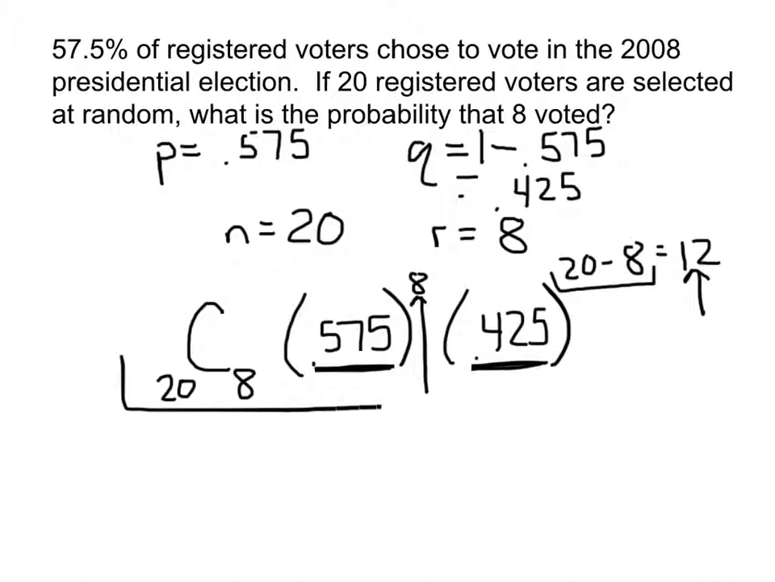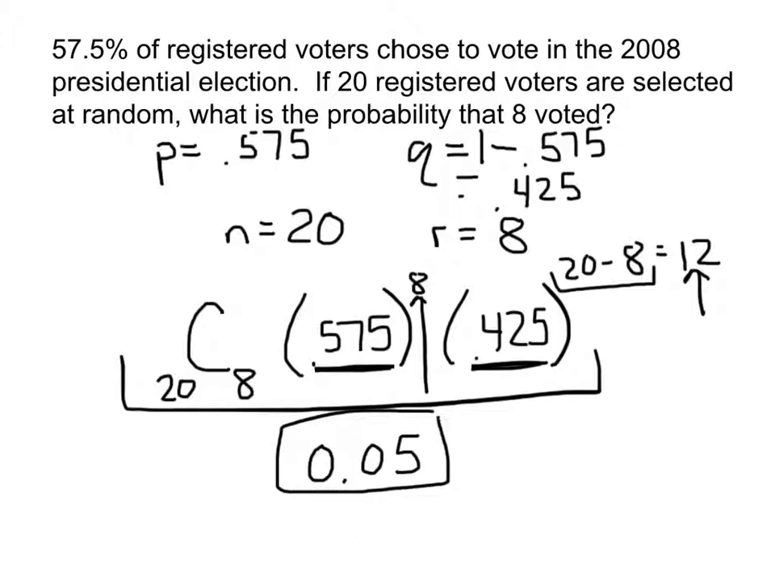Then I would take this entire thing, put it in my calculator. I might suggest doing this by pieces as you go through so you don't screw up the order of operations. But once you put it in the calculator, what you will end up with is, rounded to 2 decimal places, the probability that if I select 20 voters in 2008, that 8 of them had voted, exactly 8, the probability of that having occurred is 0.05.